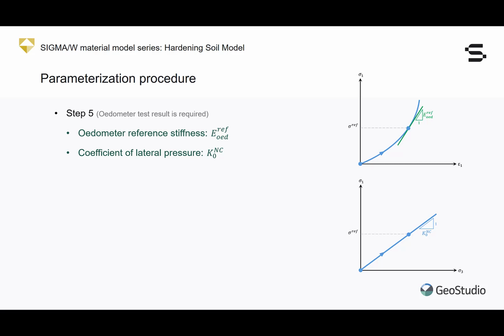In addition, the coefficient of lateral earth pressure for a normally consolidated soil, K0 NC, is the ratio of lateral stress, sigma 3, to vertical stress, sigma 1, in the odometer test. These two constants must be approximated in the absence of laboratory data. For instance, the value of the odometer reference stiffness is usually greater than 50% of E50 ref and less than 80% of E50 ref. And also, the coefficient of lateral earth pressure can be estimated using the well-known Jaky's formula, which relies on the friction angle of the soil.